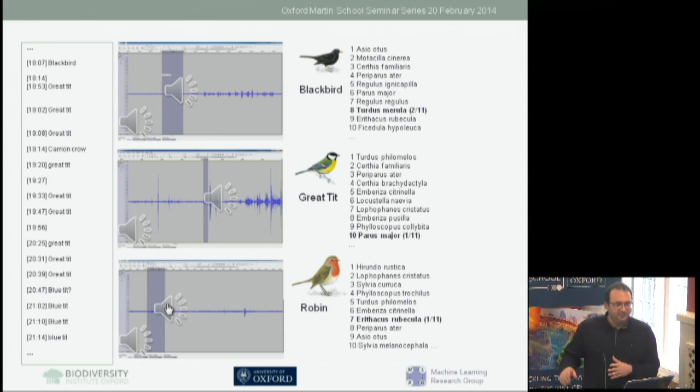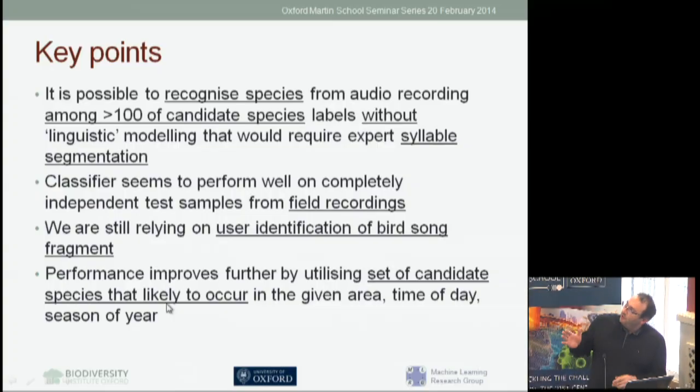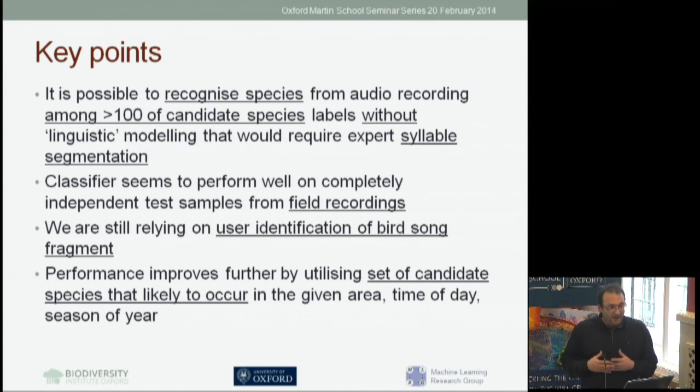So this is quite encouraging, because one thing you have to keep in mind is that you cannot expect to get the performance of the classifier in a simulated scenario in the real world. These are real-world recordings, completely disassociated from the training set, and the performance is not discouraging at all. So, the key point: it is possible to recognize species among hundreds of candidate species without having an expert segmenting syllables for you.